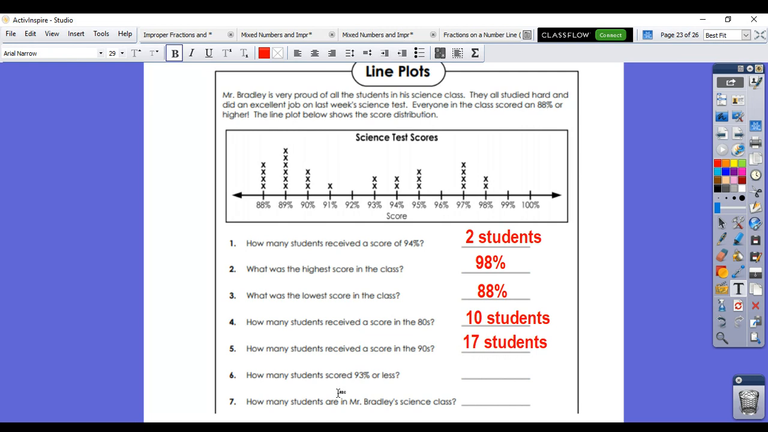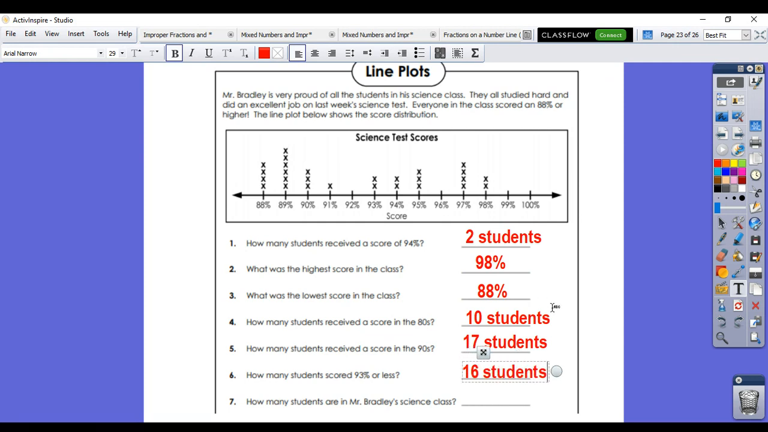How many students scored 93% or less? It says 93 or less. Remember, or could mean the same thing as and. So I need to count the students who scored 93% and then everyone who scored below 93%. 1, 2, 3, 4, 5, 6, 7, 8, 9, 10, 11, 12, 13, 14, 15, 16.